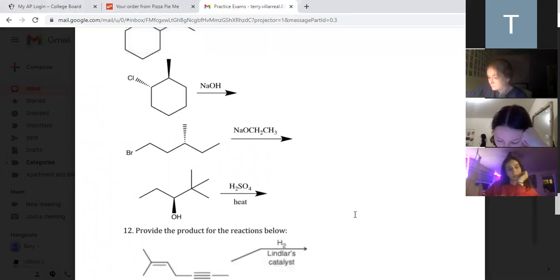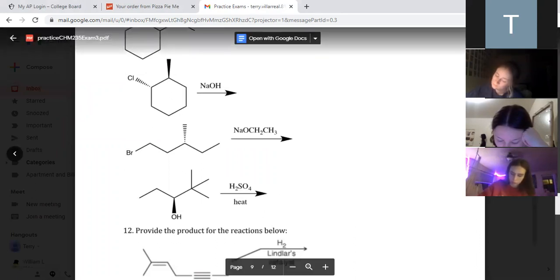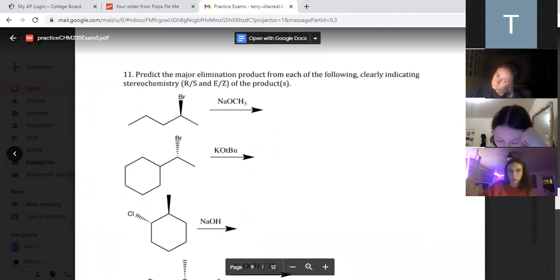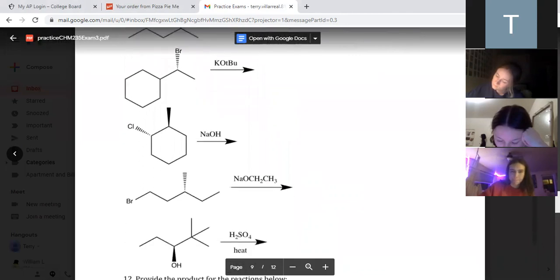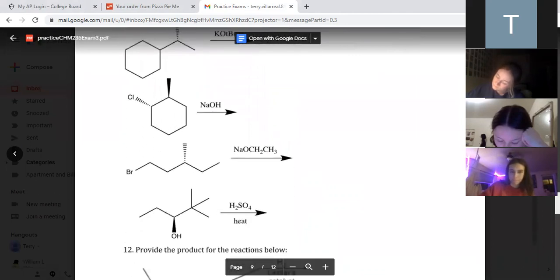Were those all E2? Those were, yeah, that's what it told us. These are all elimination products, but these were all strong bases. So OCH3 minus, OtBu minus, and OH minus, those are all strong bases. So those first three were all E2 just because they were strong bases.